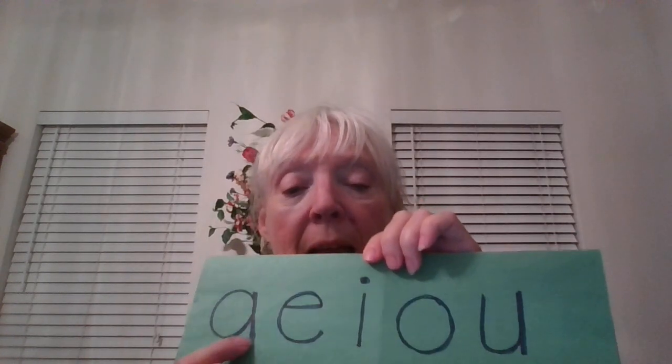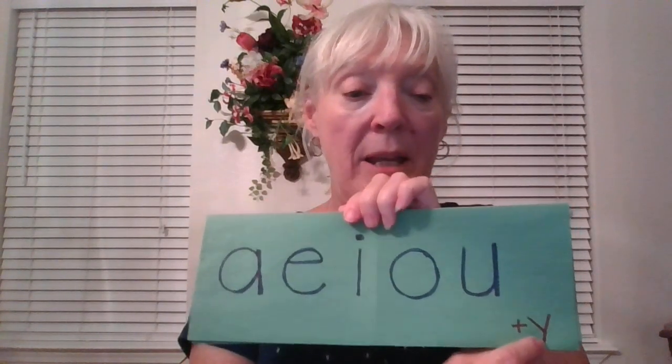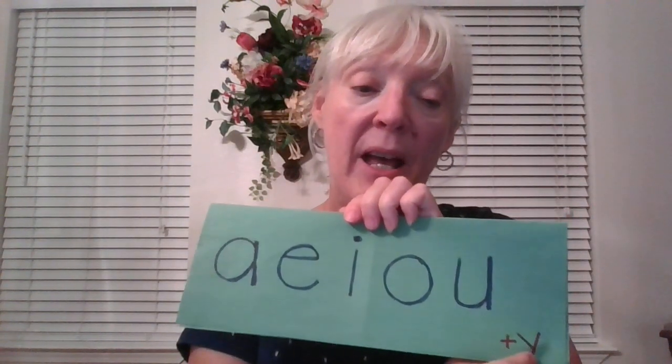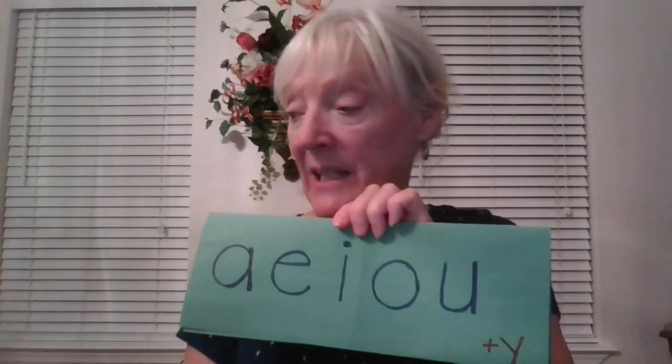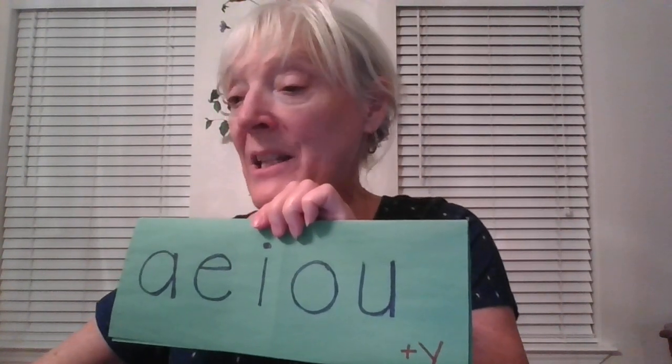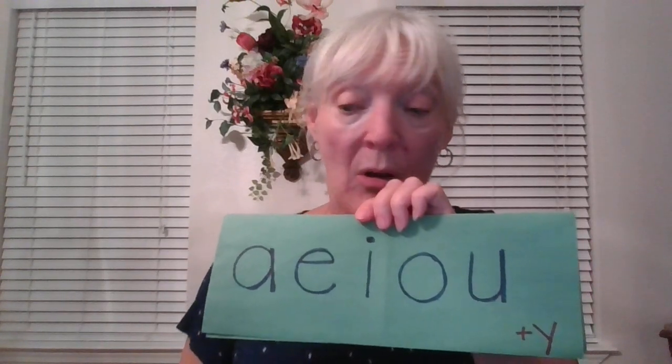Let's sing our song. A, E, I, O, U. A, E, I, O, U. I know the vowels of the alphabet. How about you? And I have Y down here because Y can be a vowel. Whenever Y is first in a word, it is a consonant. Whenever it's not first in a word, then it is a vowel.